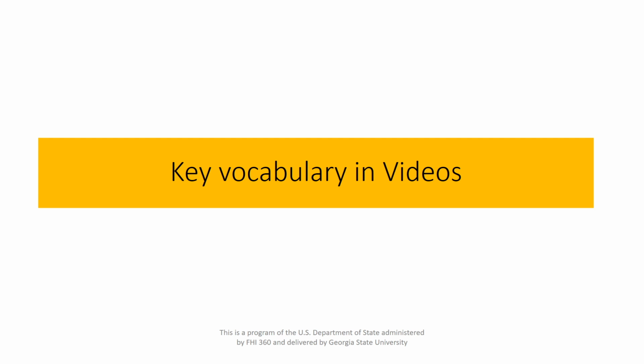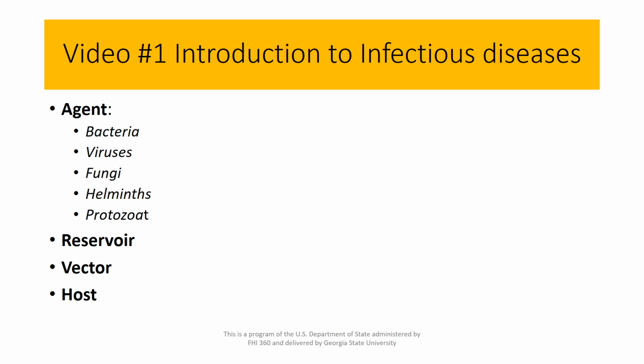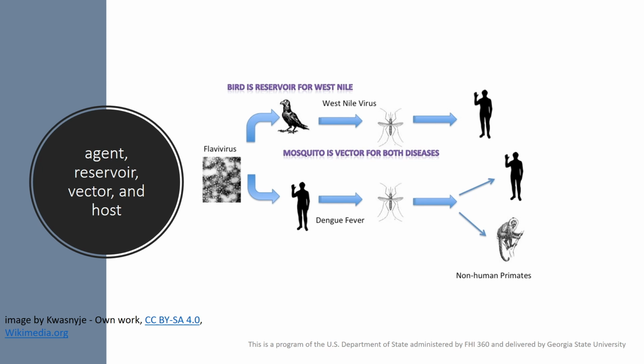Let's move now to the key vocabulary in the video. And let's start with video 1, to see what these mean. Here, what you have here is the agent. That's the flavivirus, which is responsible for a disease called West Nile, and also the dengue fever.